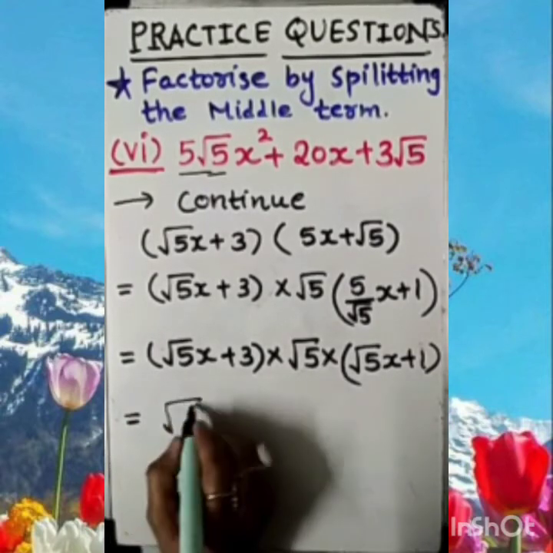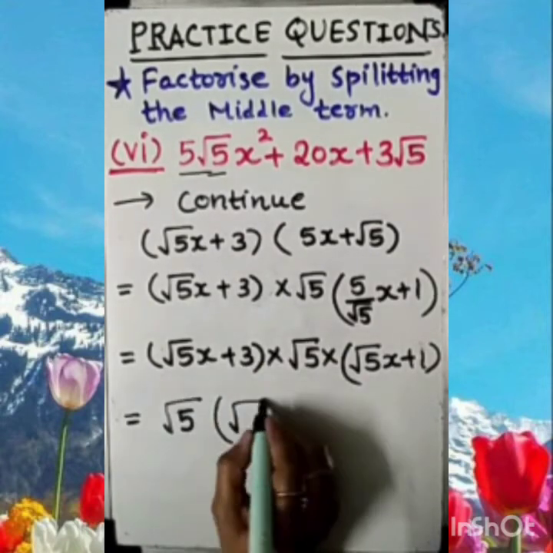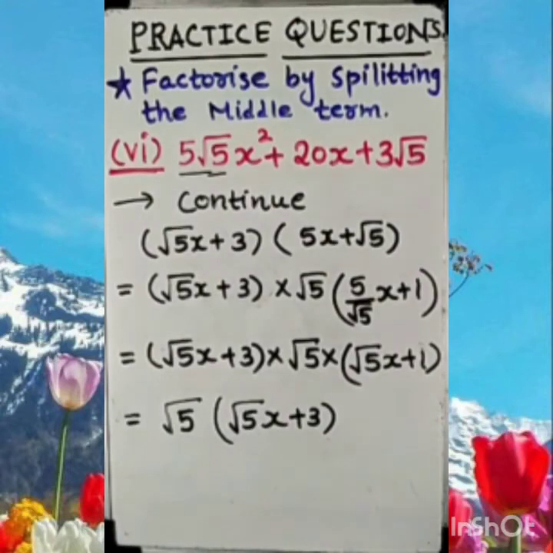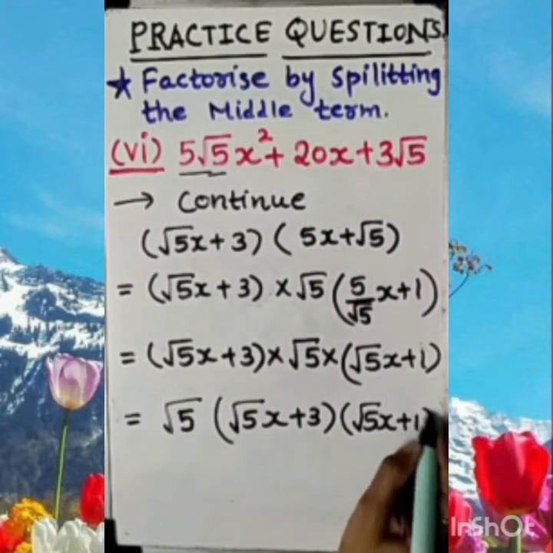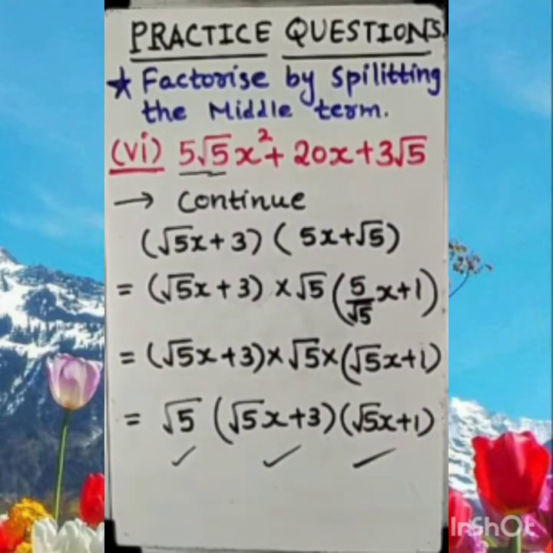So one of the factors is root 5, as I am mentioning here. Another factor is root 5x plus 3, and one more factor is root 5x plus 1. So these three are the factors of the given polynomial. Okay.